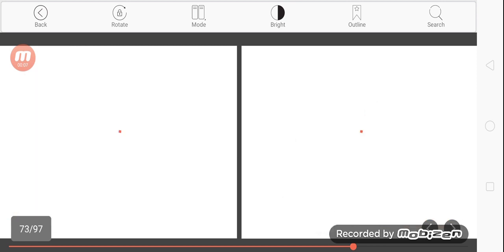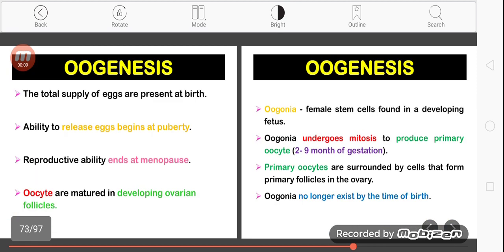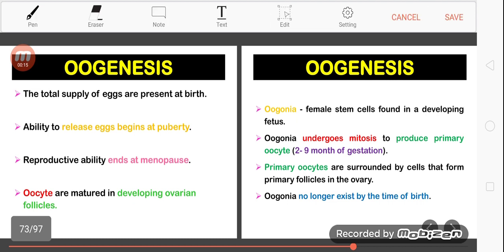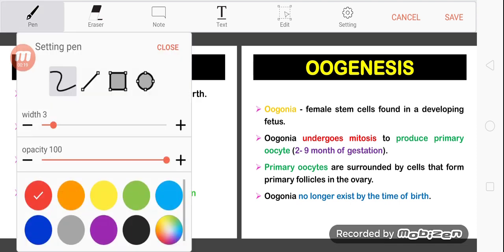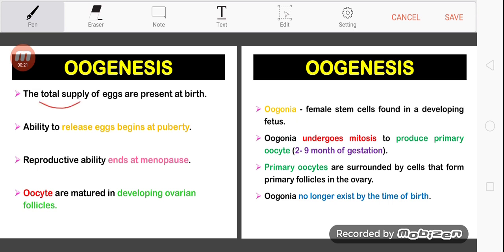So let's continue on formation of gametes in female, oogenesis. So, some introductory information before we go through the whole process of oogenesis. The first point here: the total supply of eggs is present at birth. I think the keyword over here is total supply.